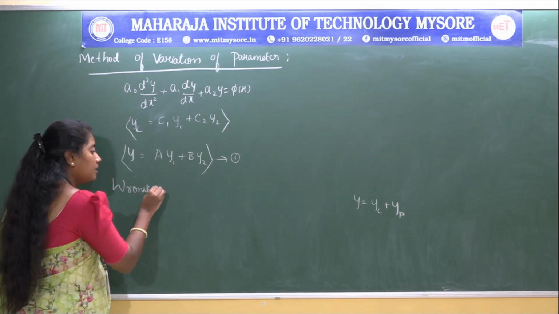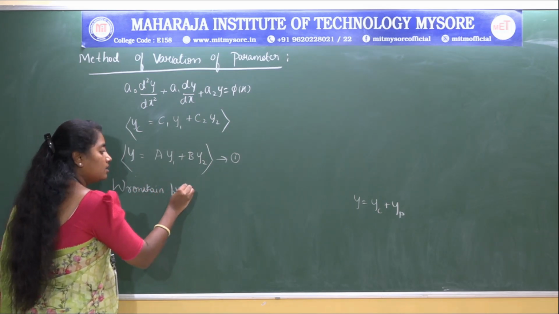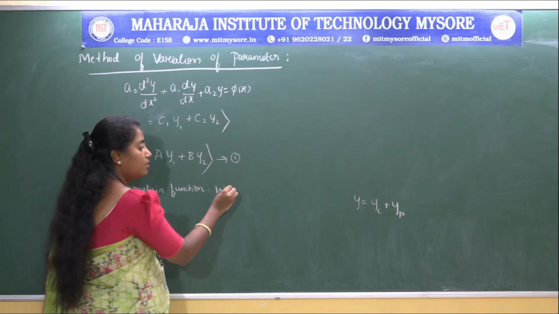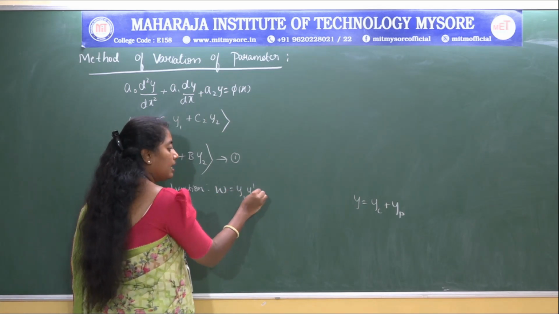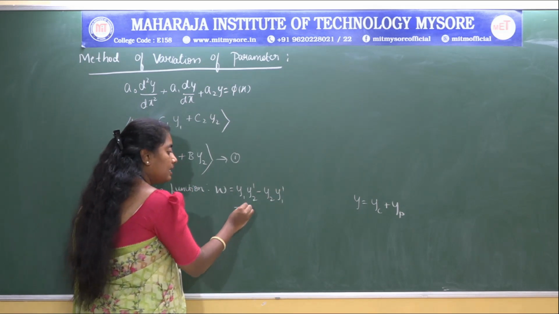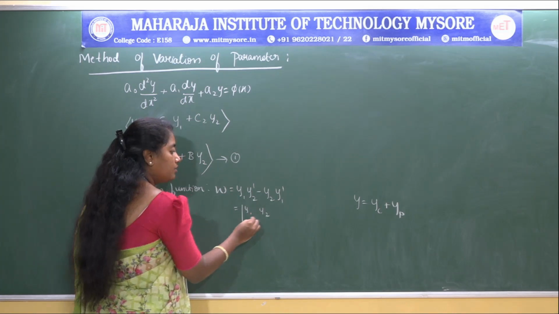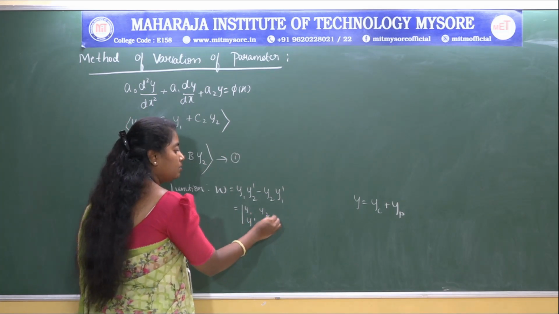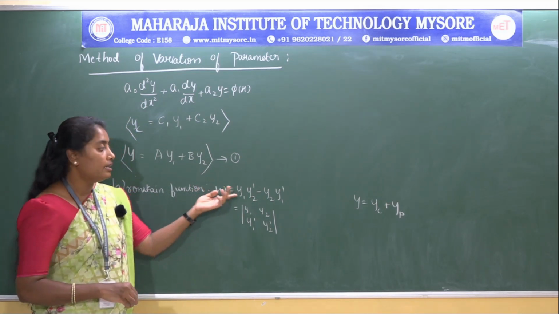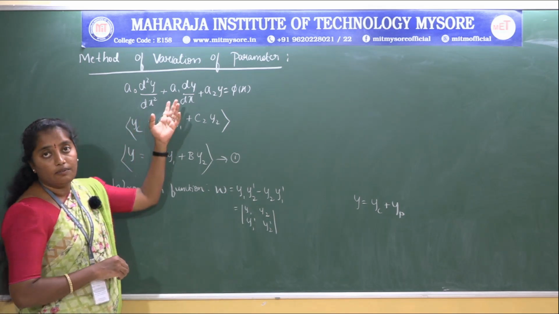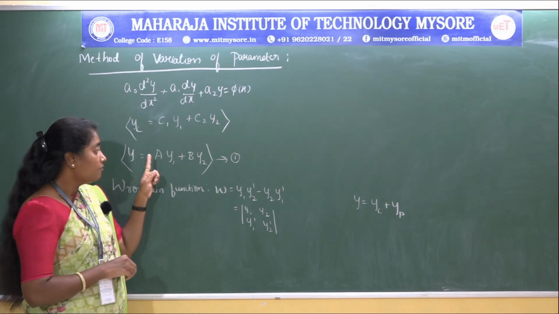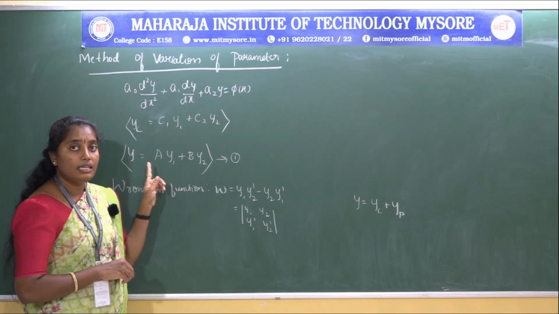We have to find the Wronskian function, which is represented by w. The Wronskian w is y1 y2 dash minus y2 y1 dash, or simply we can write this as the determinant of y1 y2, y1 dash y2 dash. On expanding this determinant we get the same element. So we have to find the Wronskian. The solution of the given differential equation is a into y1 plus b into y2. The remaining part is that we have to find the values of these parameters a and b.